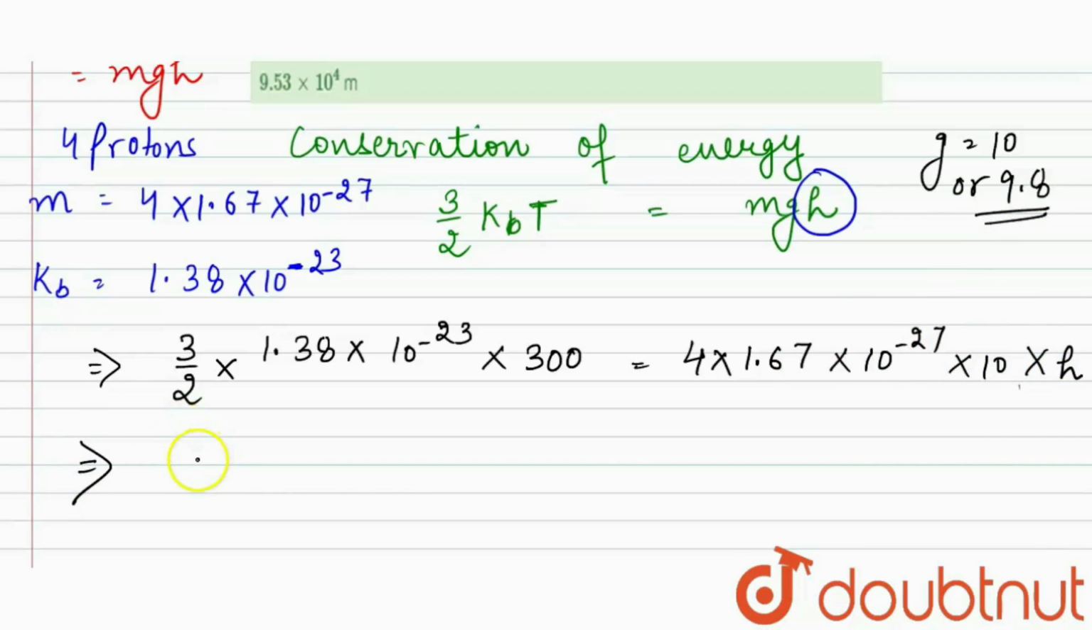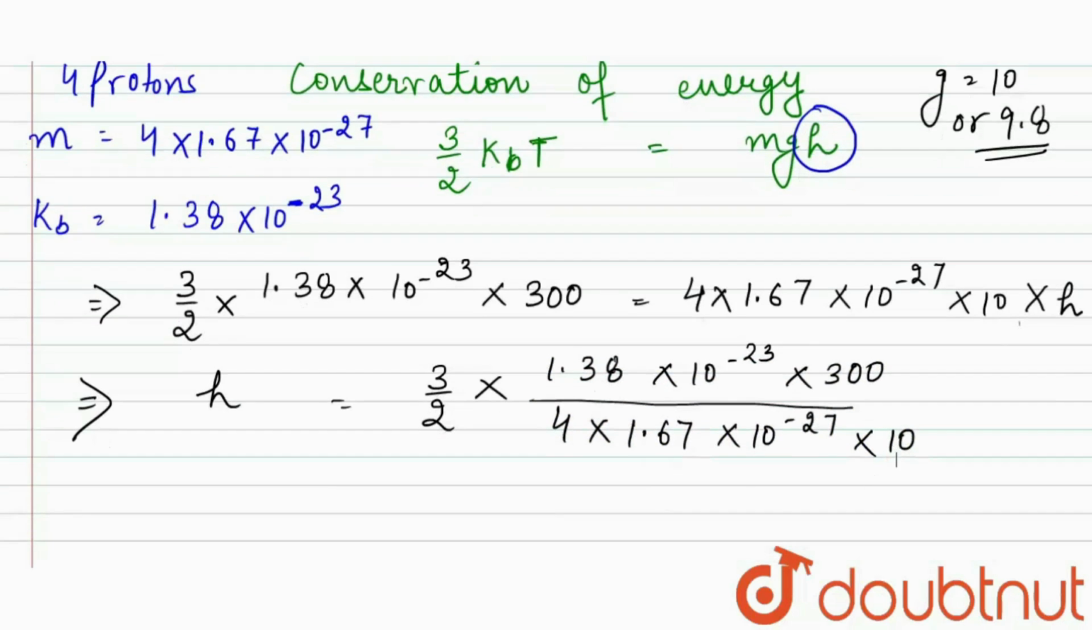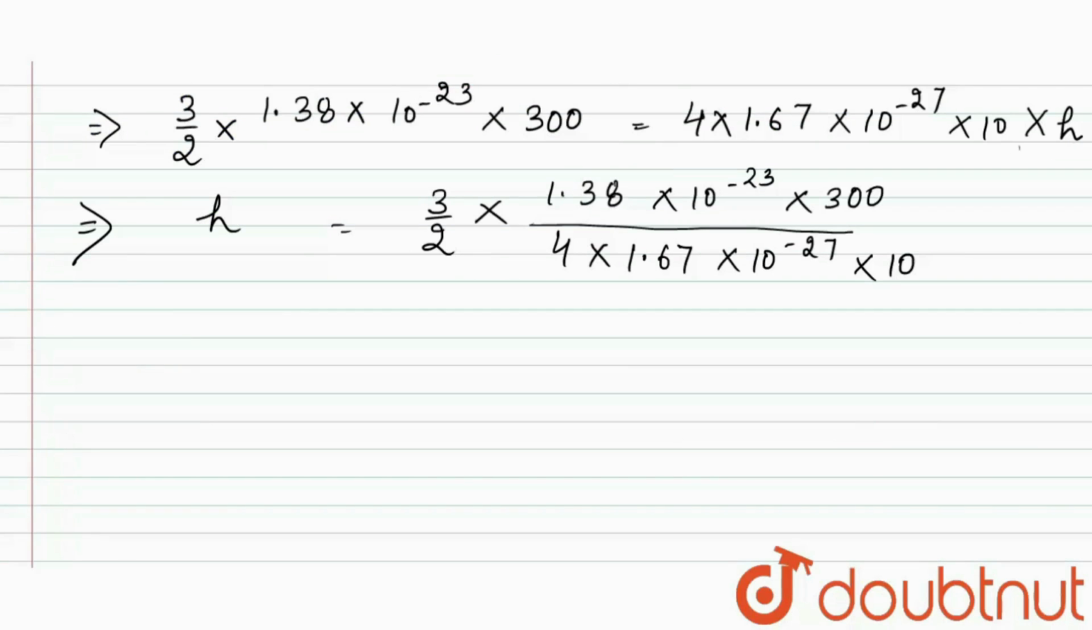So now h will be equal to 3 by 2 into 1.38 into 10 raised to minus 23 into 300 upon 4 into 1.67 into 10 raised to minus 27 into 10. If we solve this whole term, h is equal to 3 into, this will be cancelled out with this, so here it will be 30. If we cancel it with 30, it will be 15.